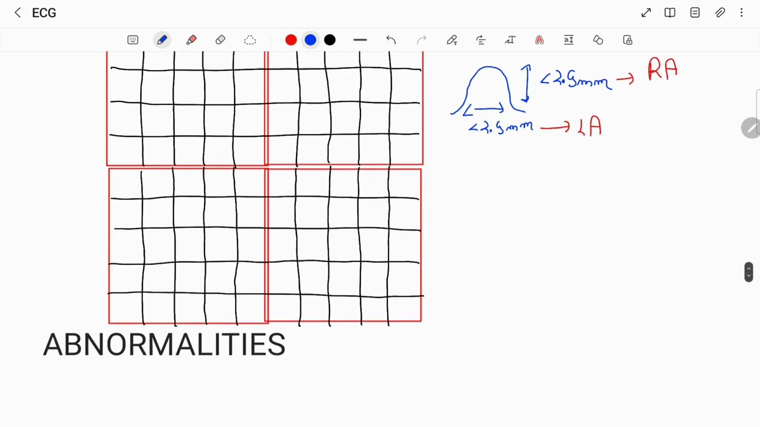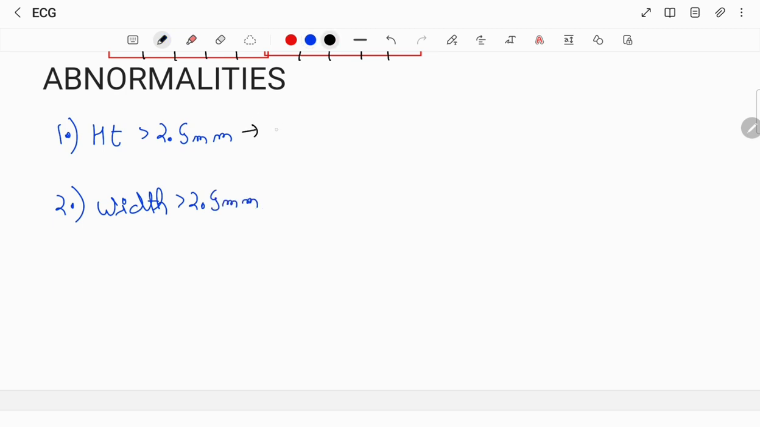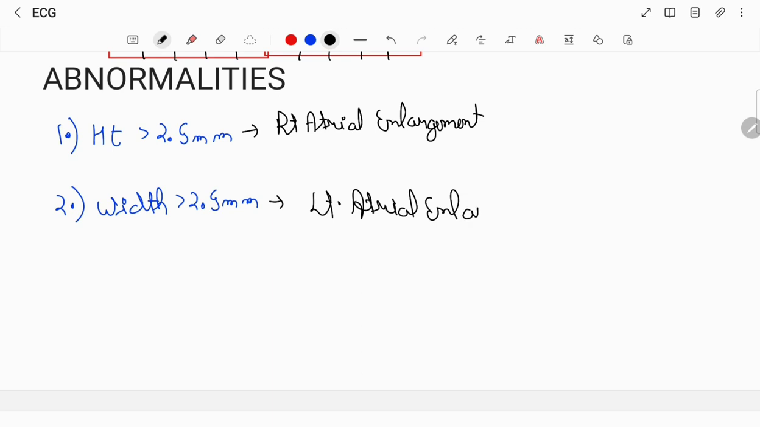If I talk about the abnormalities, then there are two abnormalities. Either the height becomes more than 2.5 mm or the width becomes more than 2.5 mm. Now, if the height becomes more than 2.5 mm, that would denote right atrial enlargement. And if the width becomes more than 2.5 mm, then that would denote left atrial enlargement.